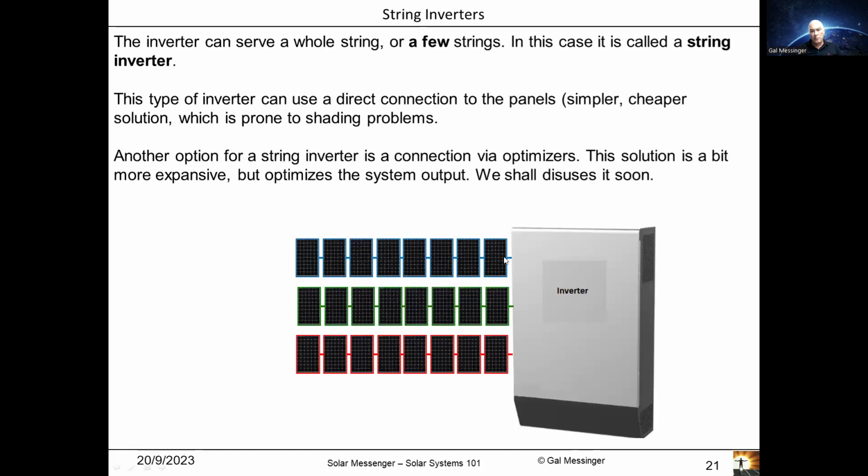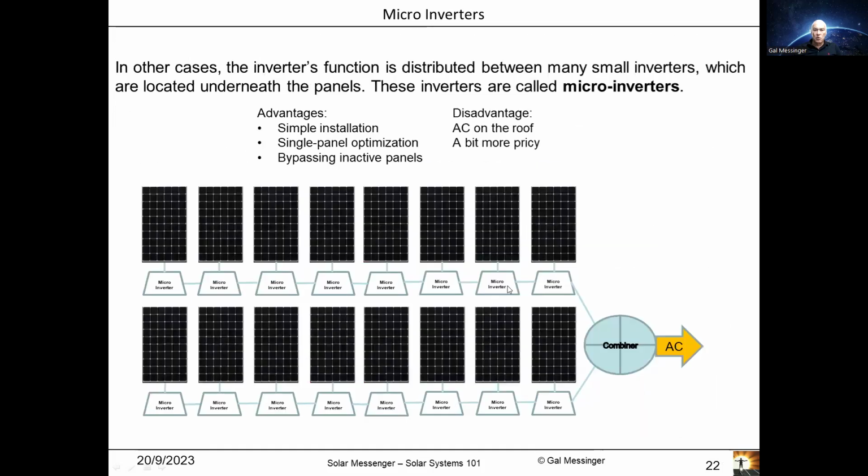So instead of this one big inverter, you have the same unit, just small ones. And they are connected in series. So the advantage is they are more simple to install. Single panel optimization. They actually come with 1, 2, or 4 panels connected to one microinverter. Any non-working panel can be bypassed, so it won't affect your system. Of course, you have less power, but it won't shut it down.